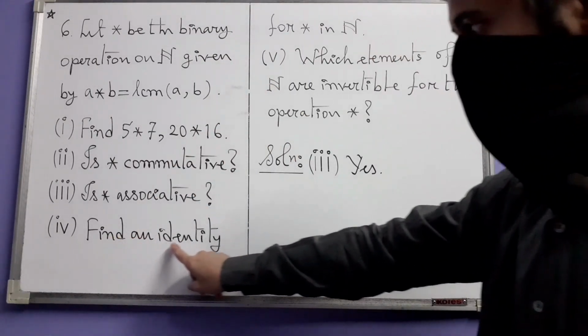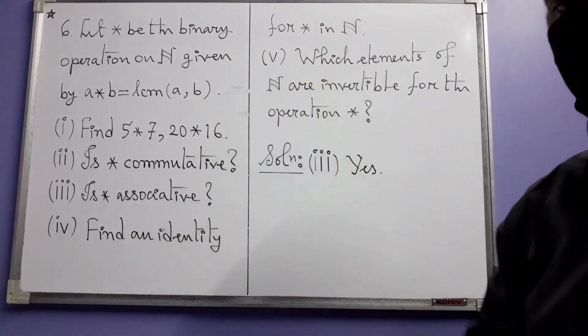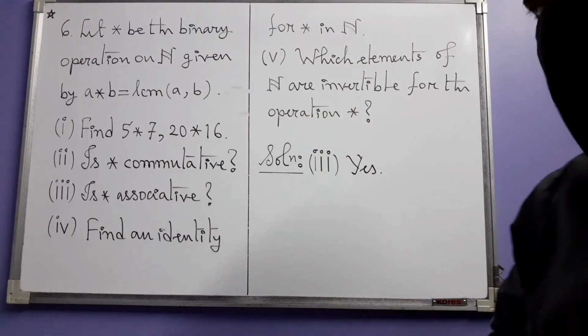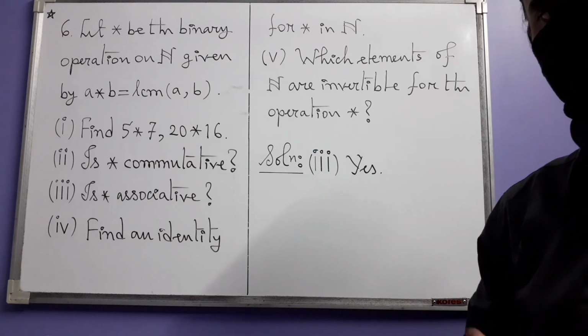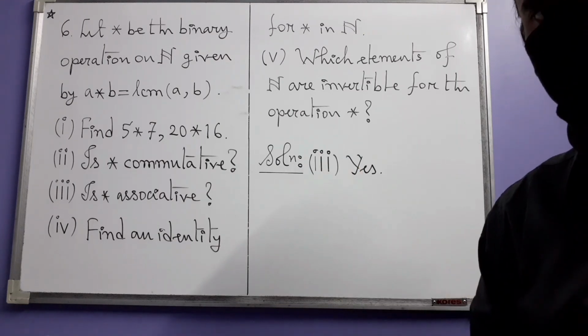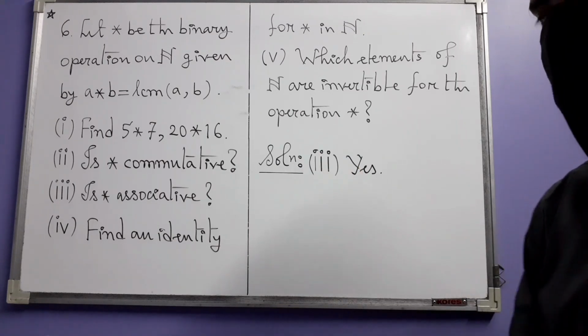Part 4 asks us to find an identity element for our operation star in N. And part 5 asks which elements of N are invertible for our operation star, which elements in N of course.